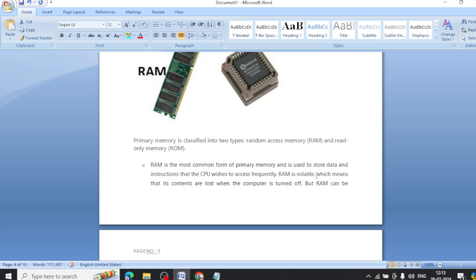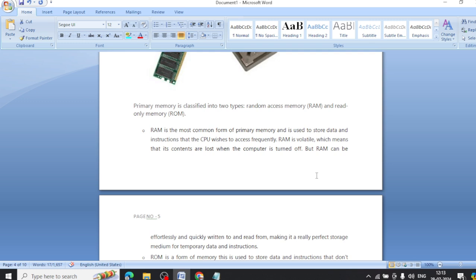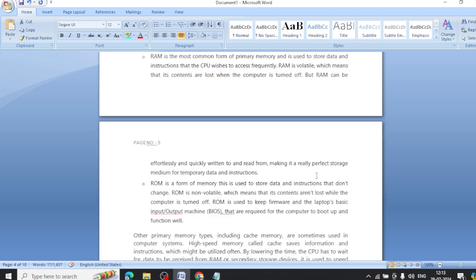Primary memory is classified into two types: random access memory, RAM, and read-only memory, ROM. RAM is the most common form of primary memory and it's used to store data and instructions that the CPU wishes to access frequently. RAM is volatile, which means that its contents are lost when the computer is turned off, but RAM can be effortlessly and quickly written to and read from, making it a perfect storage medium for temporary data and instructions.